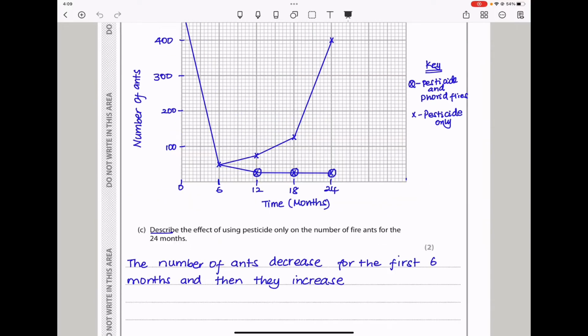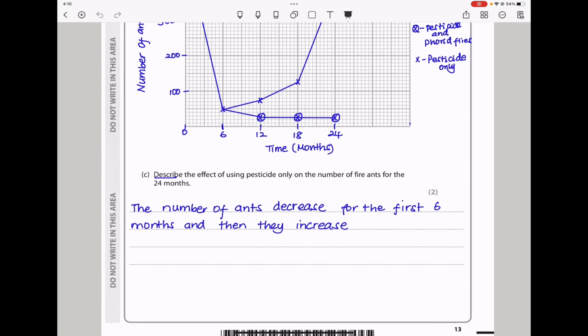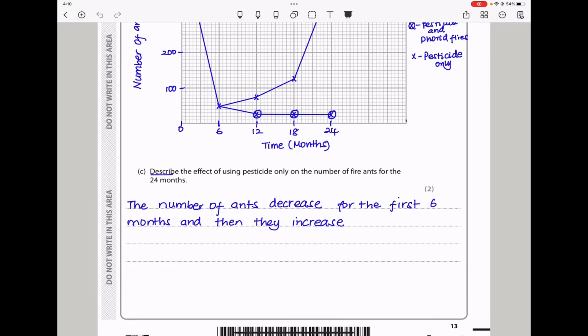So here they say, describe the effect of using pesticides only on the number of fire ants for 24 months. When we use pesticides only, the number of ants decrease for the first 6 months and then they begin to increase. So that is my answer here.